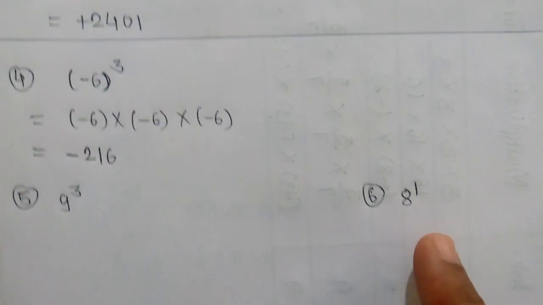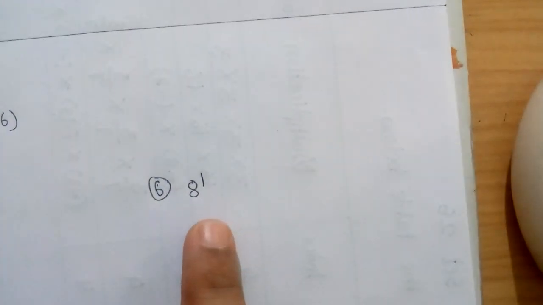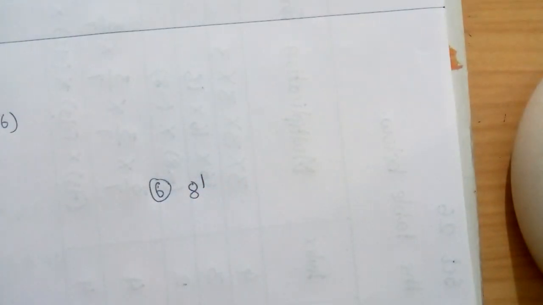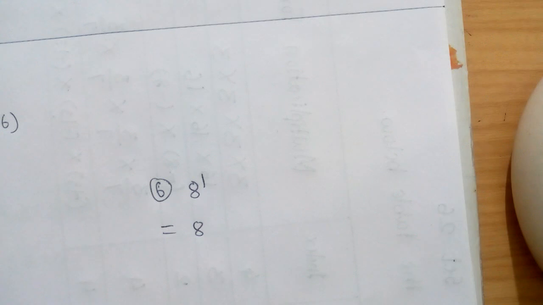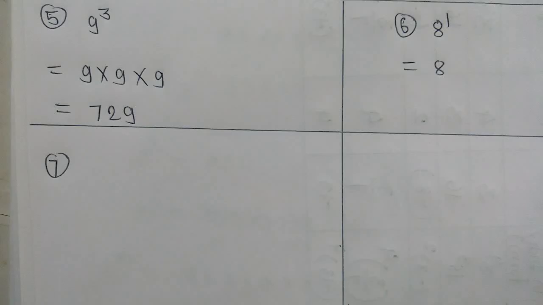Now see this sixth one. Here 8 raised to 1 is there. So 8 raised to 1 means how many times we will multiply this 8? Yes, one time. One time means the answer will be 8 only. Otherwise 8 only we can write, because we will multiply it only one time. One time is itself, the number itself. So it is 8.